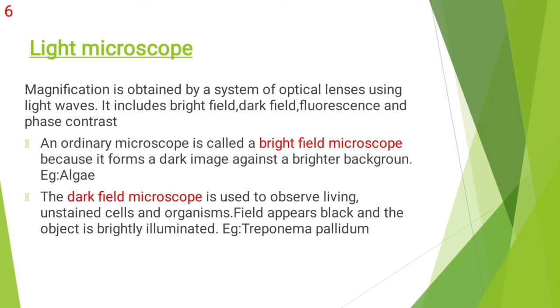In light microscope, magnification is obtained by a system of optical lenses using light waves. It includes bright field, dark field, fluorescence and phase contrast microscopes. An ordinary microscope is called a bright field microscope because it forms a dark image against a brighter background. Example, algae. The dark field microscope is used to observe living unstained cells and organisms. Field appears black and the object is brightly illuminated. Example, Treponema pallidum.